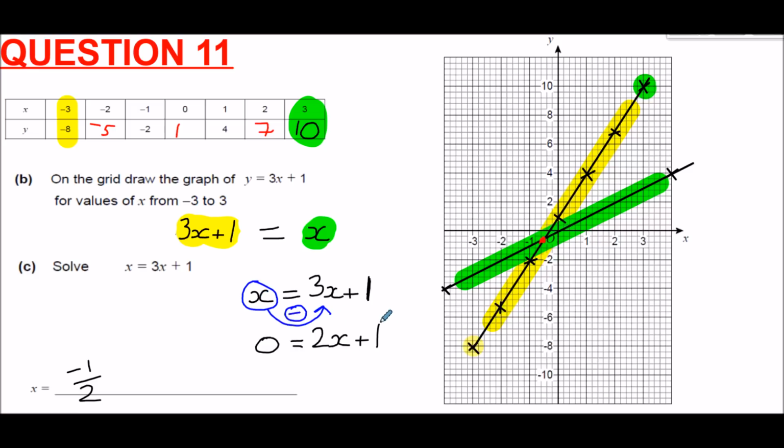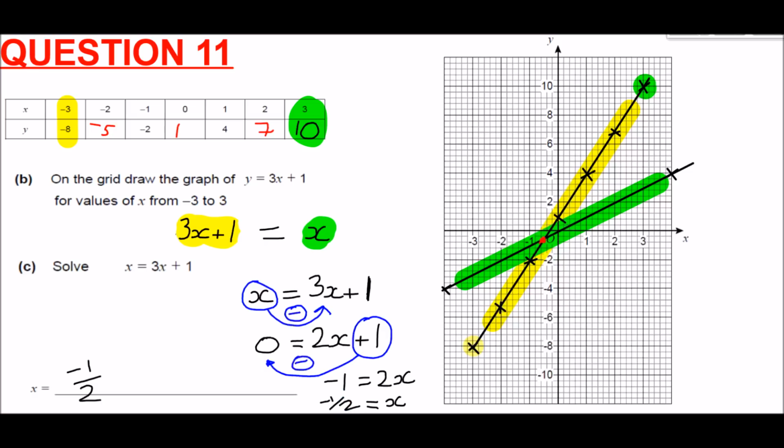Now we want to have that number on its own on the other side. So we need to shift this plus 1 over in the same way. So if we swap side, we swap sign again to a minus. So on this side we'd have 0 take away 1, which should be minus 1, equals 2x. And finally, we can just divide both sides by 2. We get minus 1 over 2.